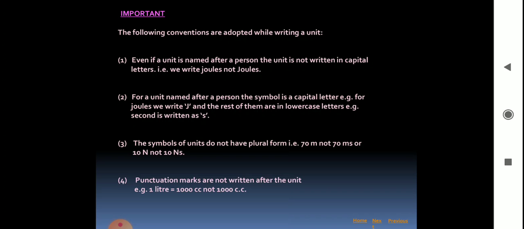The last one: punctuation marks are not written after the units. Here is an example: 1 liter is equal to 1000 cc. You are not supposed to write 1000 c.c. with dots. There are no punctuation marks. You have to write 1 liter is equal to 1000 cc.